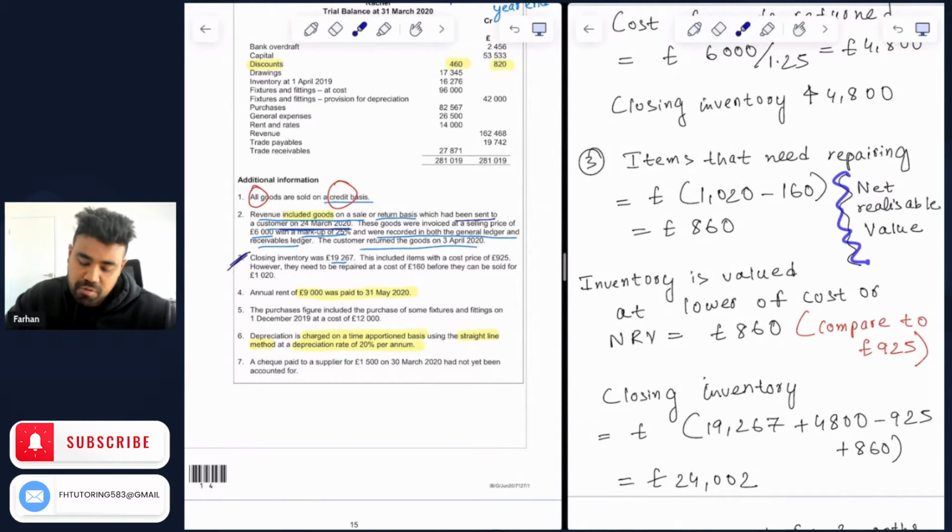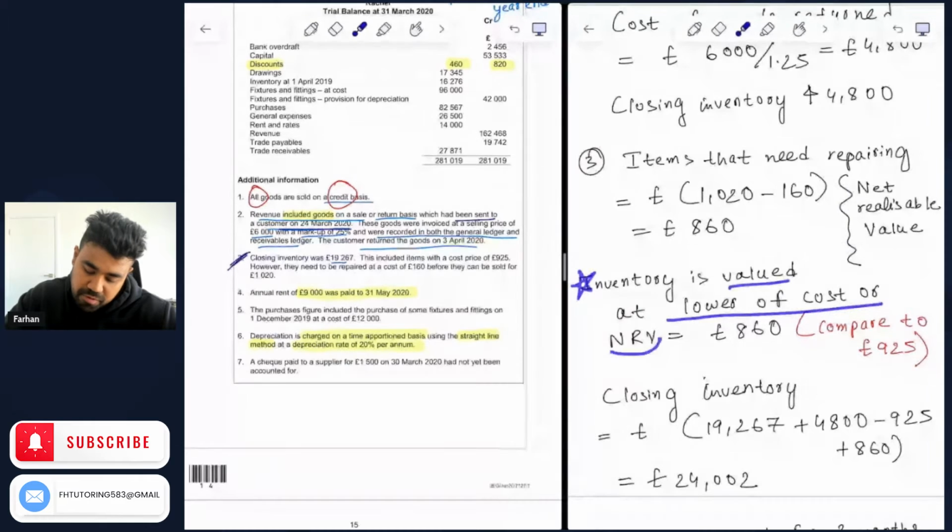And the net realizable value can be simply calculated by the likely proceeds of the selling, which is £1,020, and then we subtract £160, which are the repair costs, and that gives us a net realizable value of £860 for these items that we have to repair. We also know that inventory is always valued at lower of cost or net realizable value.